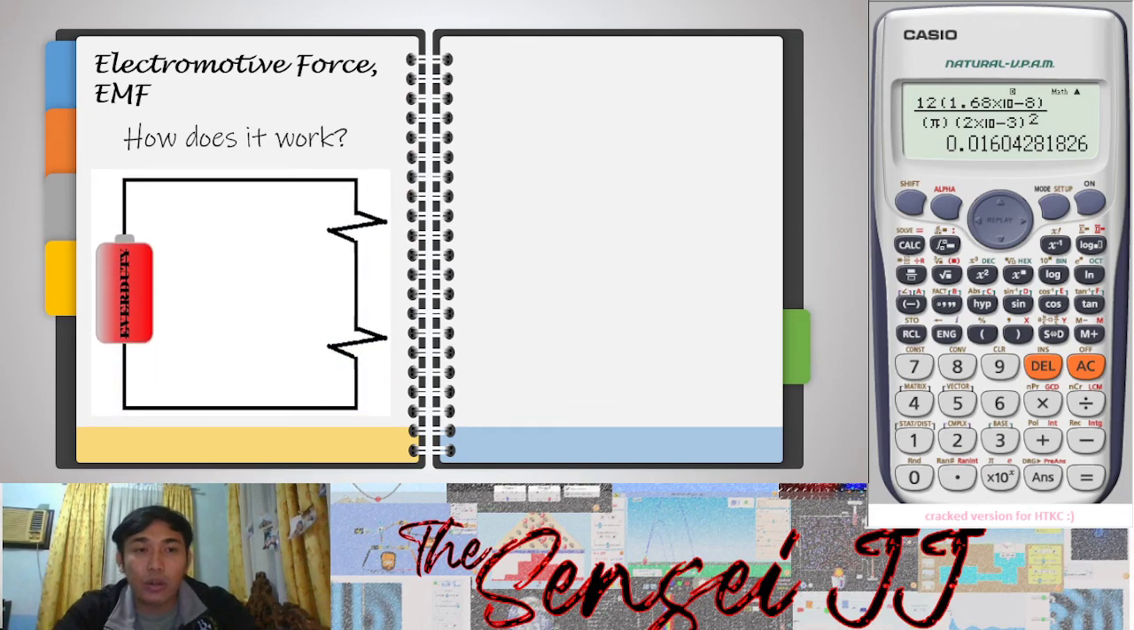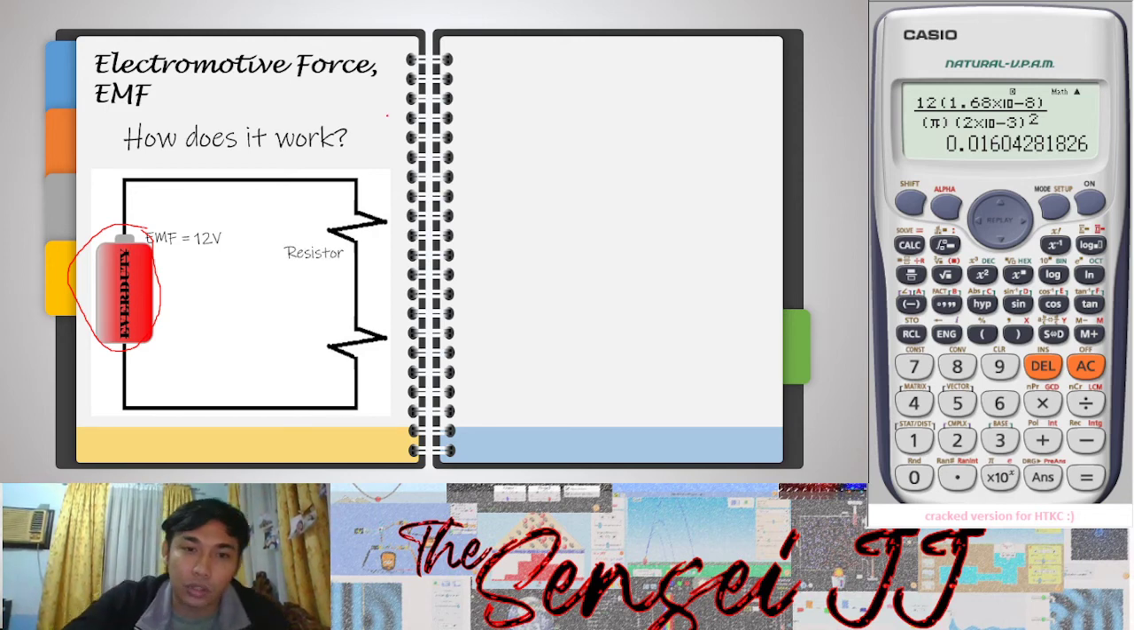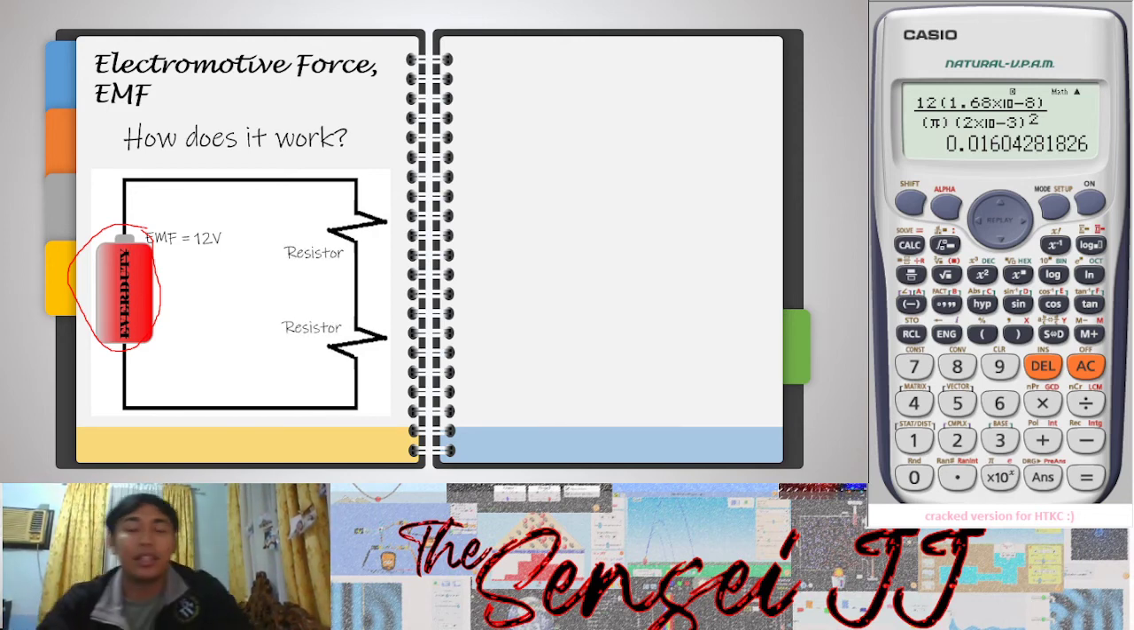So we have here our dry cell. We have here our EMF, which is 12 volts. We will not be using the 12 volts, I just put there that it is indicated as 12 volts. We have here our resistor and another resistor. I didn't name those two. They are both resistors, probably with the same amount of resistance.